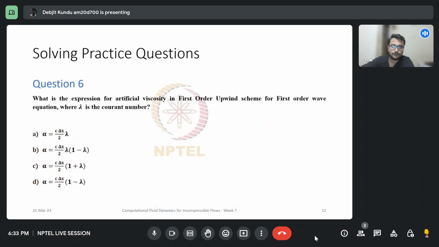So we will move on to the next question of today's session. We'll move on to question number 6, which is asking us what is the expression for artificial viscosity in first order upwind scheme for first order wave equation, where lambda is a Courant number. The artificial viscosity is given by alpha, as seen in the options below. So you have to find the expression for alpha as it appears in the first order upwind scheme for the first order wave equation.